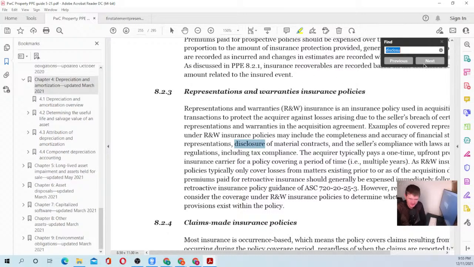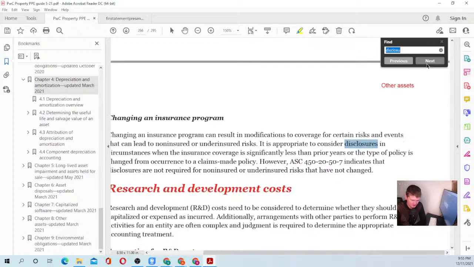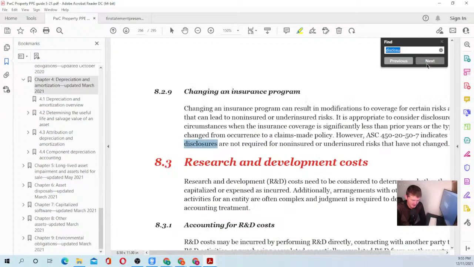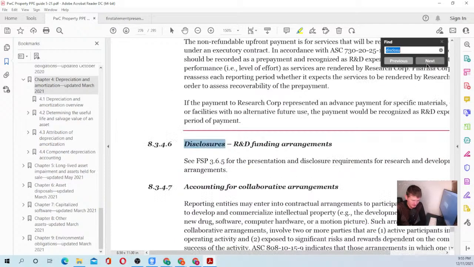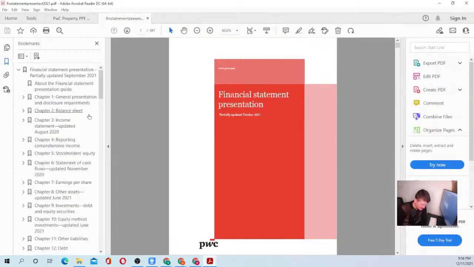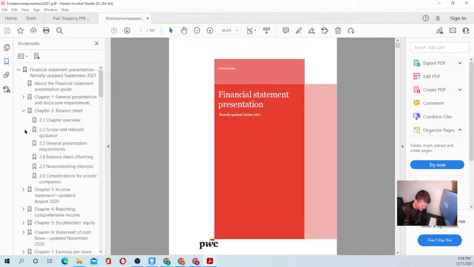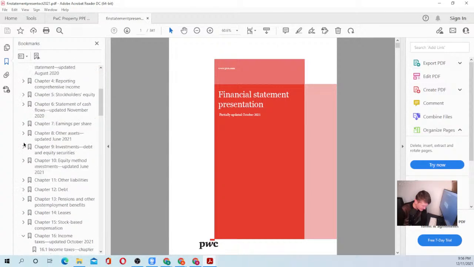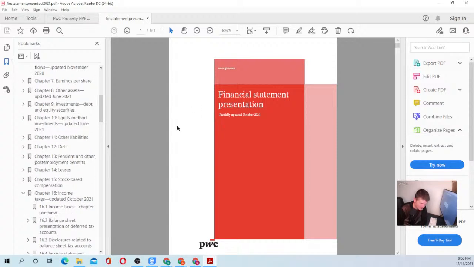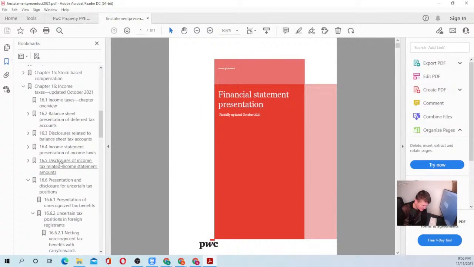So it looks like now that disclosure, there is no centralized disclosure piece in that guidance. It has disclosure requirements for some situations and not much more than that. Let's see if we have anything about property, plant and equipment in our financial statements preparation guide.